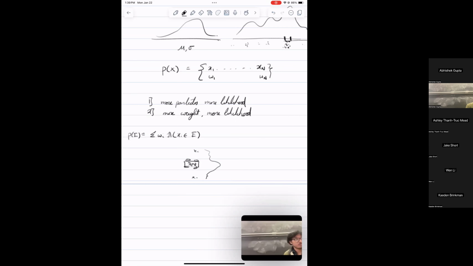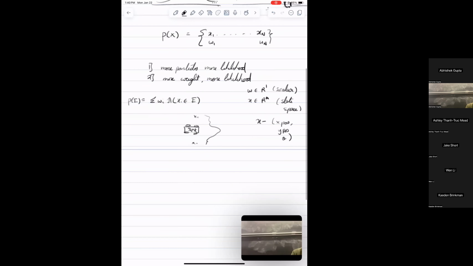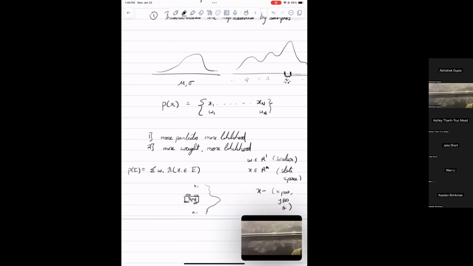Yes. The other thing to remember is that W is a scalar. And X is from the state space, right? So in our race car, for instance, X will be x position, y position, and theta, right? And so each particle is going to be one instance of an x position, a y position, and a theta, right? And so any distribution can be represented by this, or not any, but most distributions can be represented by this collection of particles and weights, right?